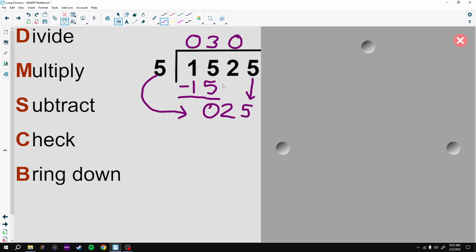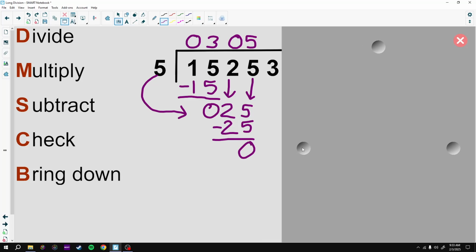Oh, forgot to draw my arrow when I brought down the 2. All right, here we go. How many 5s fit into 25? Well, that would be 5, because 5 times 5, well, that's exactly 25. All right, looking good. Next step is subtract. 25 take away 25 is, of course, 0. We check. Well, yes, once again, 0 is smaller than 5. Looking good. We're ready to bring down our next number, which is a 3.